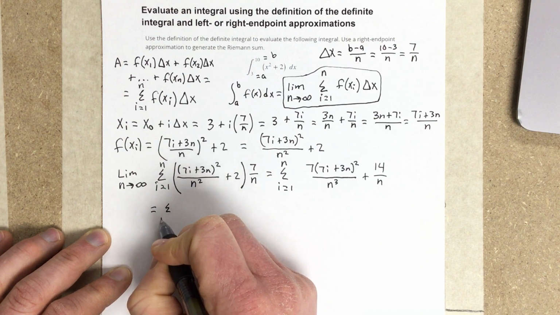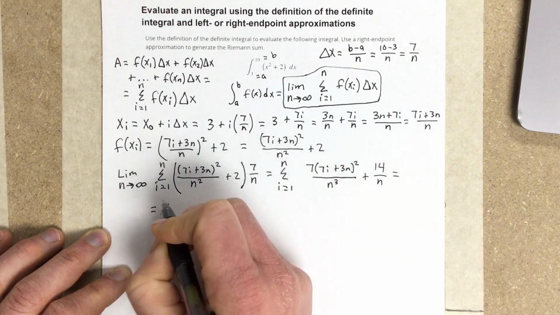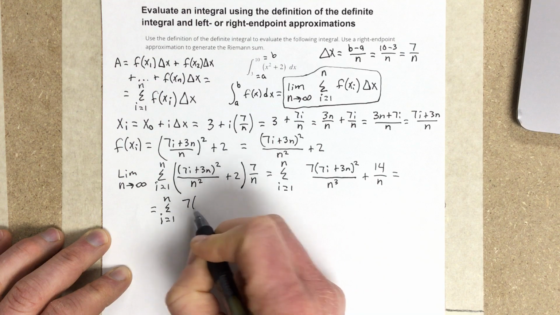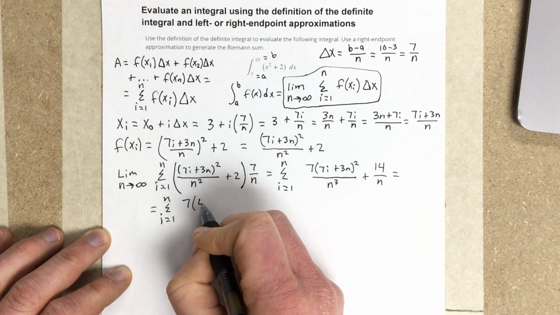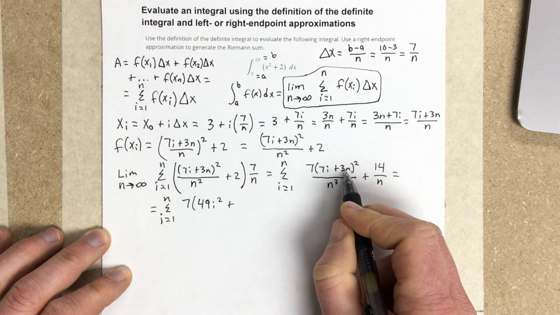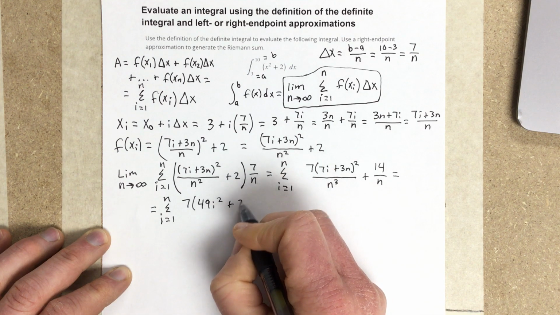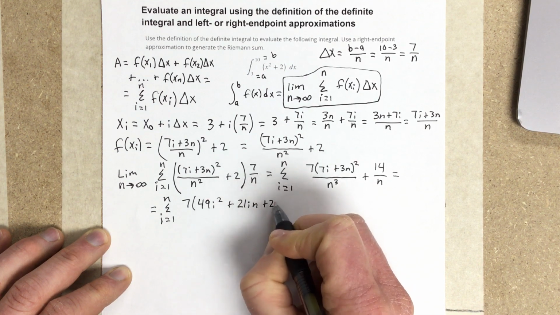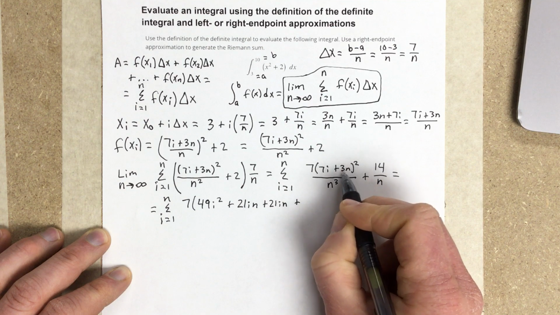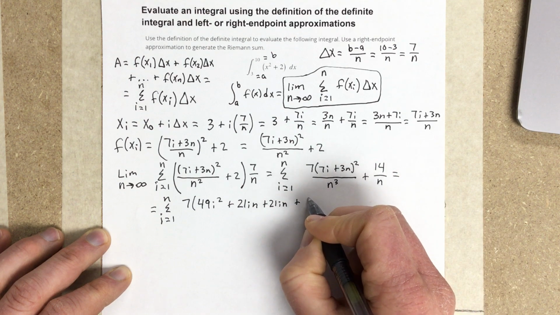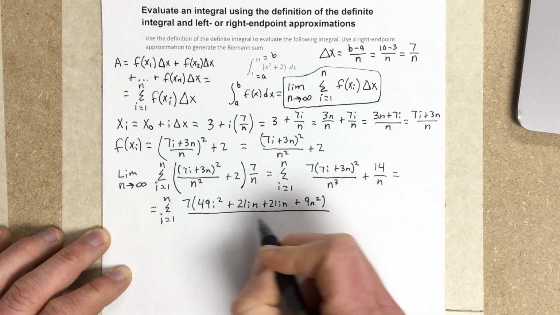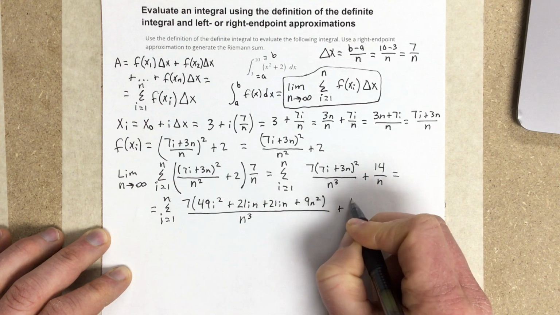the summation i equals 1 to n. If I square the top, I get 7 times, this will be 49i squared, plus 3n times 7i, that'll be 21in plus 21in, plus, when I square this 3n, I end up with 9n squared, all over n cubed, plus 14 over n.